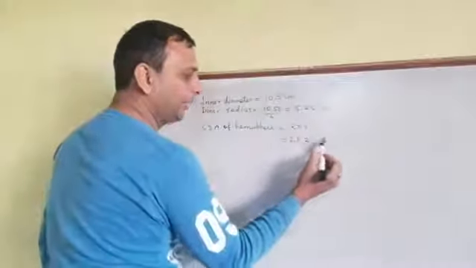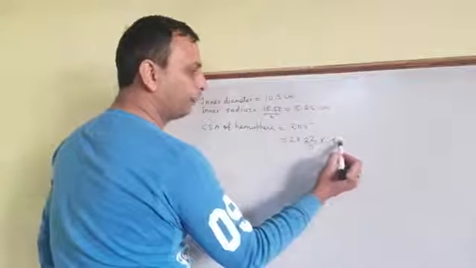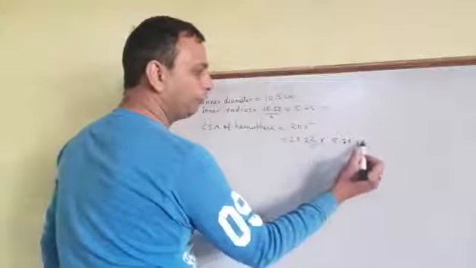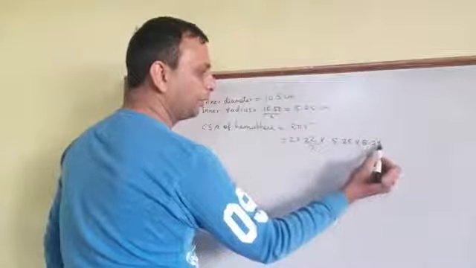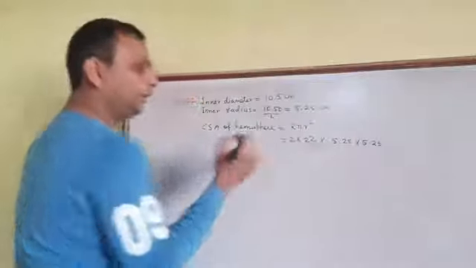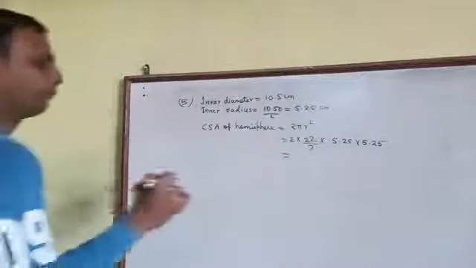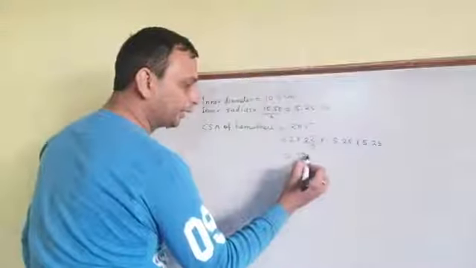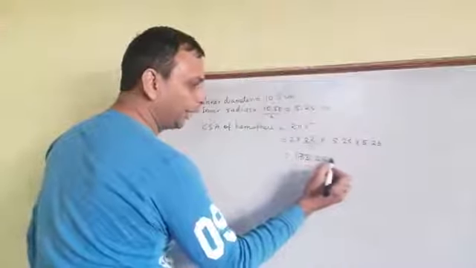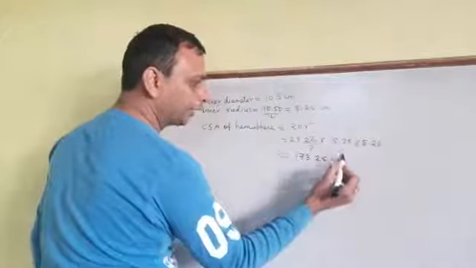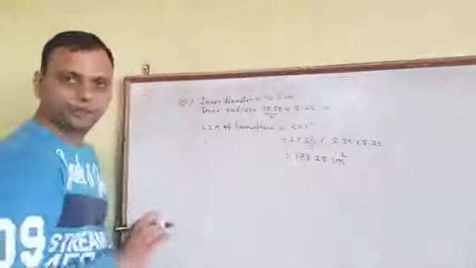22.7. Radius will be 5.25. 5.25. Now on this we have to get this answer. So 5.25, 5.25 on solving we will get 173.25 centimeter square as the answer for the inner curved surface area.